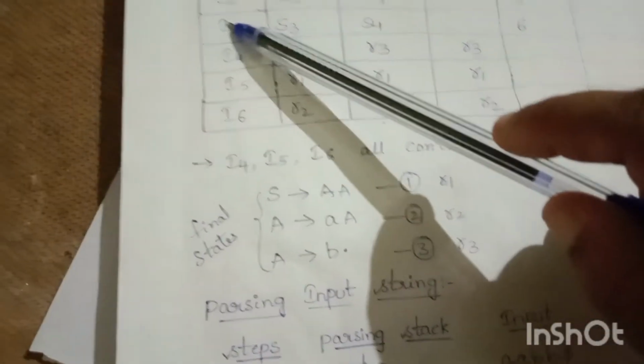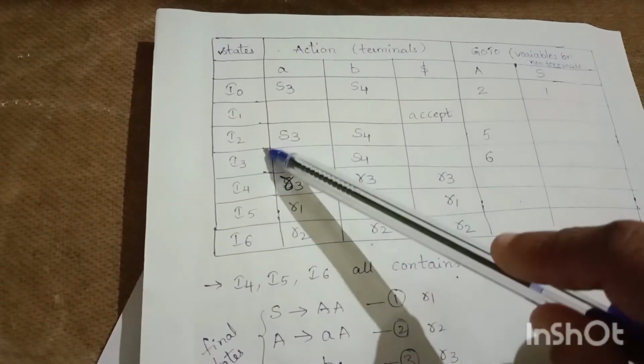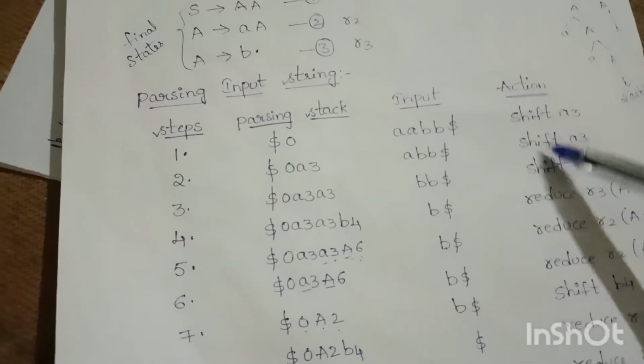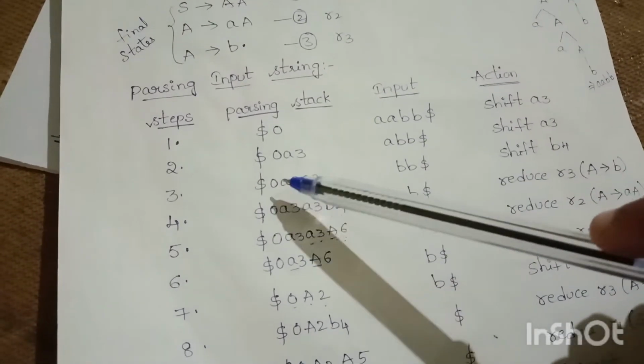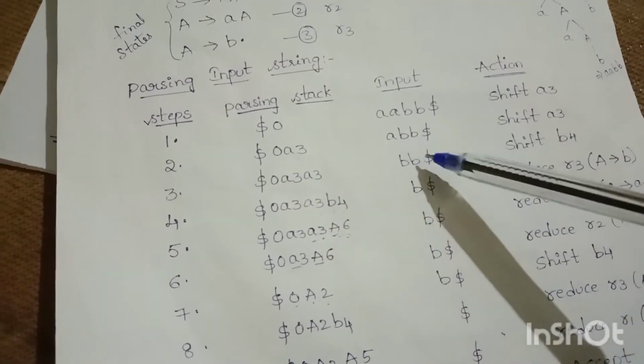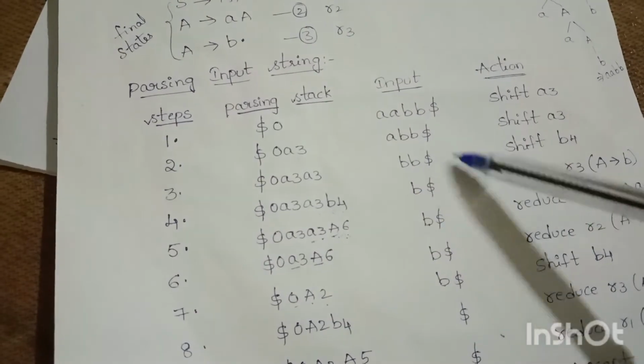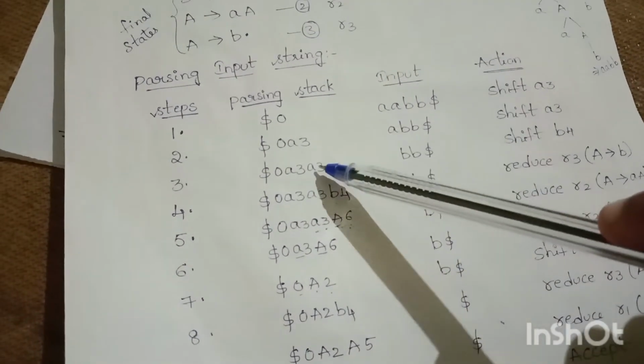Now again you need to check 3 on A in the table. 3 on A, what do we have? The action is shift 3. So again you need to write shift A3. So this A is being shifted again here. $0 A3 A3. Whatever is remaining we need to write here: BB dollar.